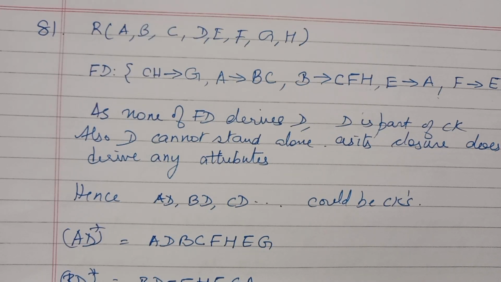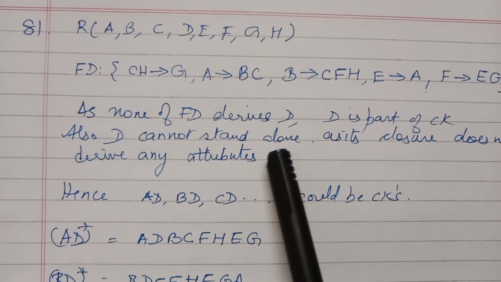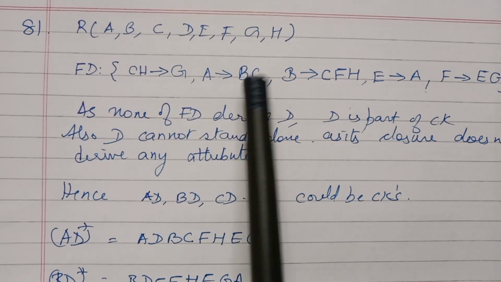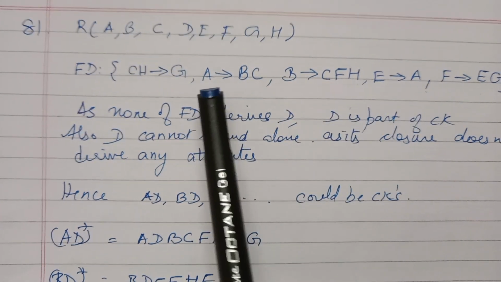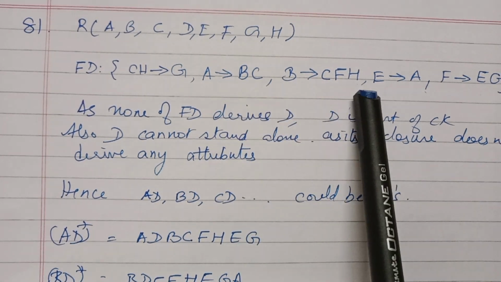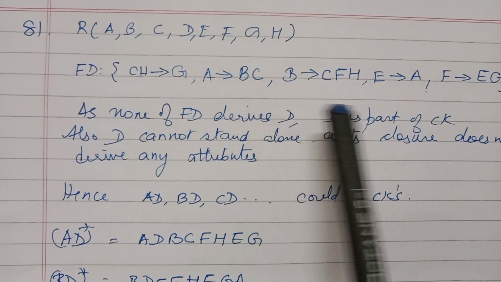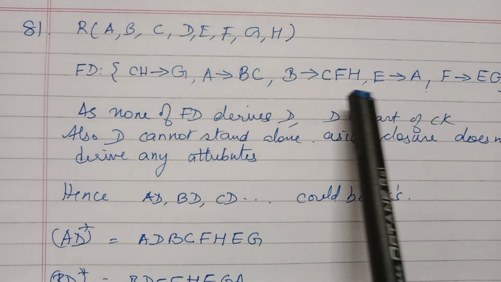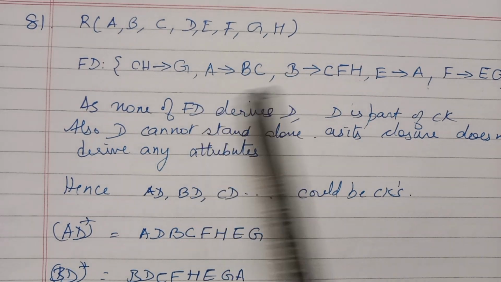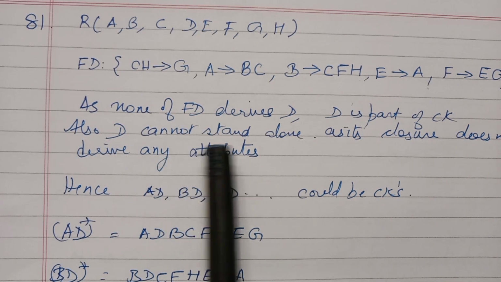Here you have the given functional dependencies. Check the attributes on the right hand side and see if you can get the candidate key. So you have G, B, C, F, H, A, E, and G. That is, you have A, B, C, E, F, G, H. So without D you have all the attributes on the right, which means that D surely should be in the candidate key.